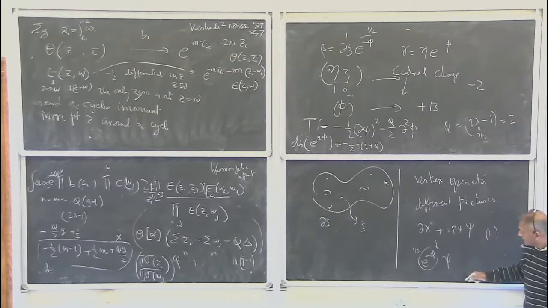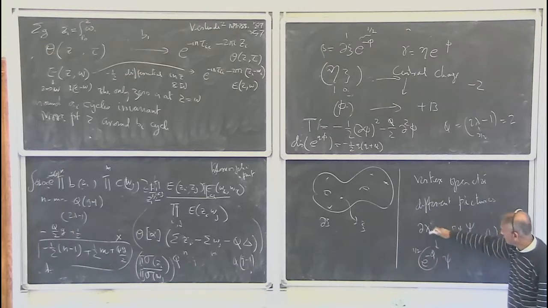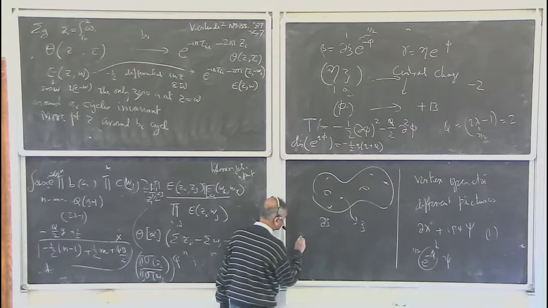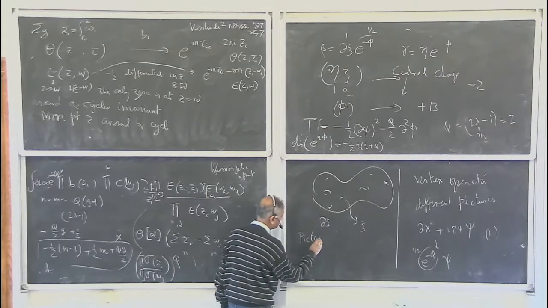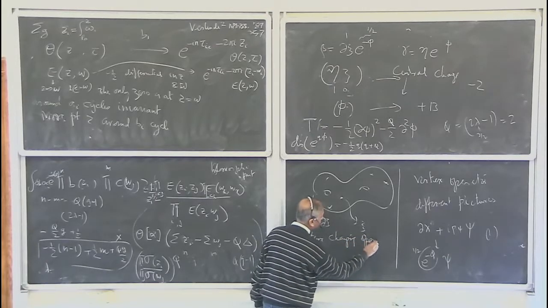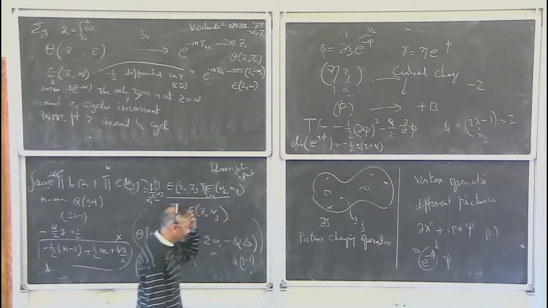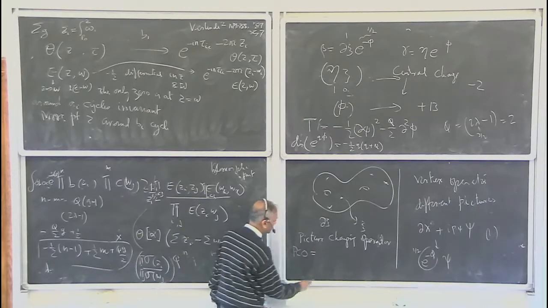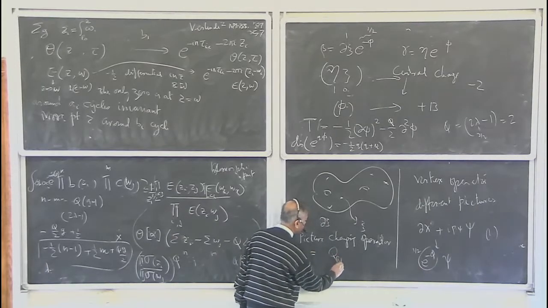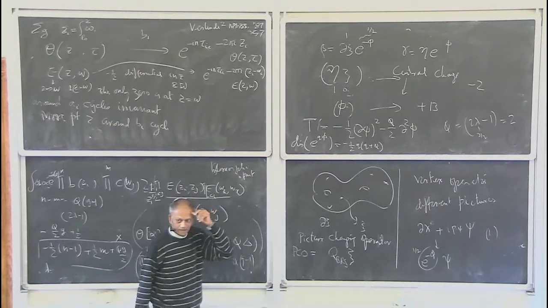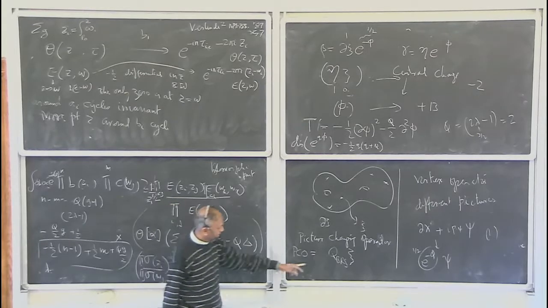Okay. So how does one go from one picture to another picture? That is done by something called the PCO, picture changing operator. This is all discussed in detail in the original paper of Friedan, Martinec, and Shenker, but I just remind you this. The PCO is obtained by applying the QBRS on this psi.